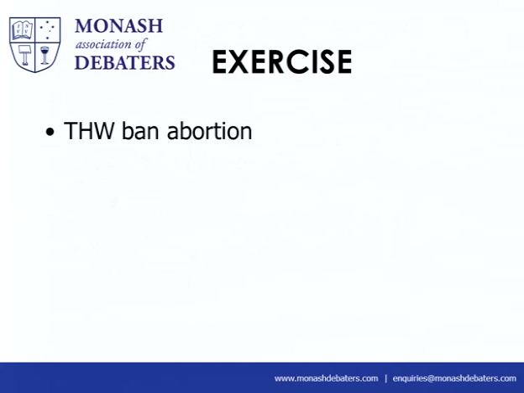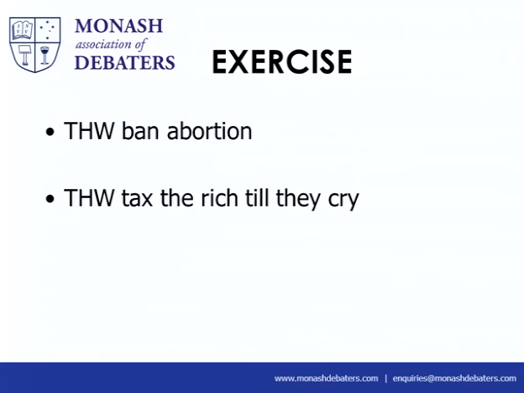Okay, so for this exercise, I want you to take the side of the affirmative team. Tell me what your values are, and how they diverge from the side opposite you. This house would tax the rich until they cry. What sort of person would you be? Sorry, raise your hands. I can't see where the voices are coming from. Okay, go.